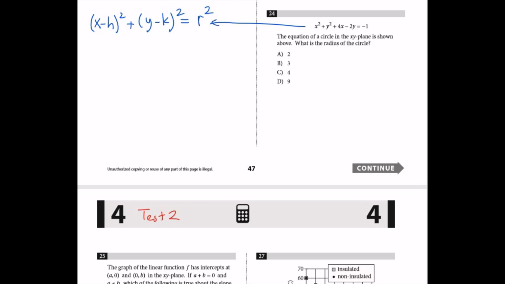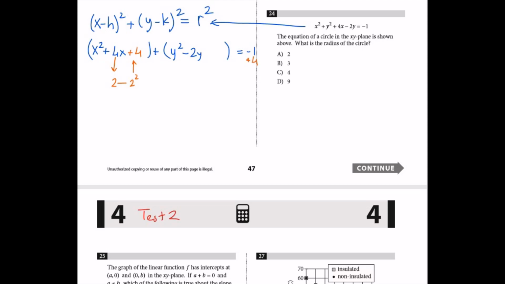For this, we're going to complete the square. x squared plus 4x, we're going to combine the x terms in one place, and we're going to accumulate the y terms here, y squared minus 2y equals to -1. Now we're going to complete the square. How are we going to do that? Take half of the middle term and then square it. So half of 4 is 2, 2 squared is 4. But you need to add the same term on the right hand side.